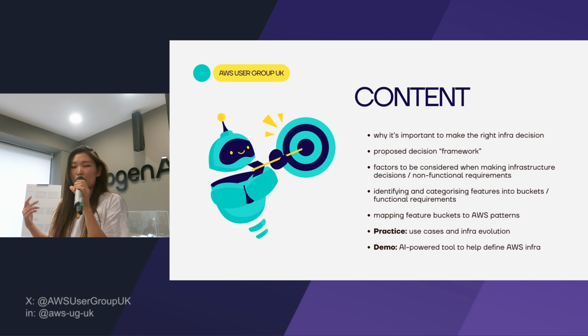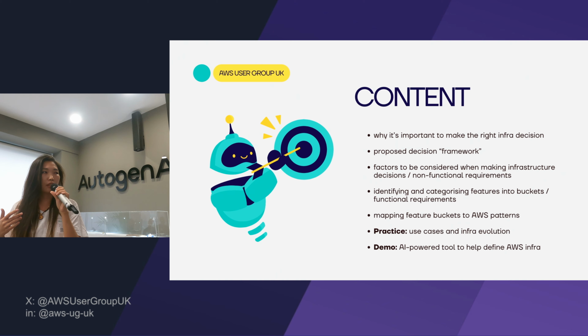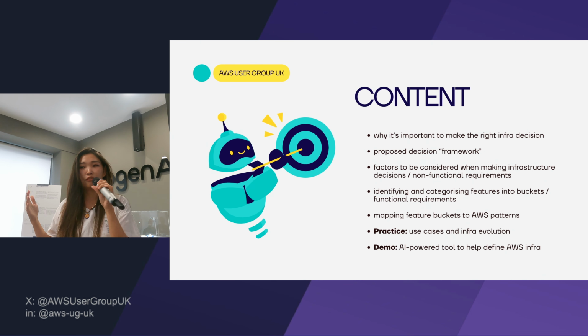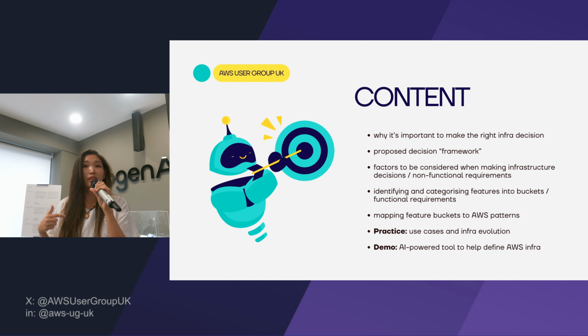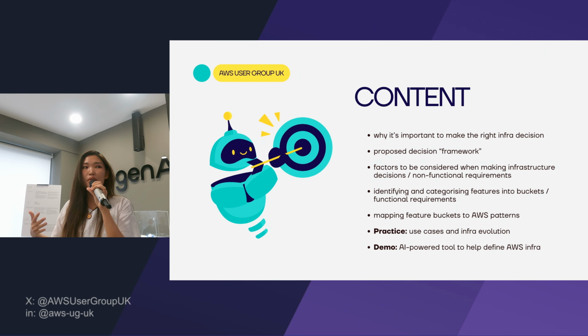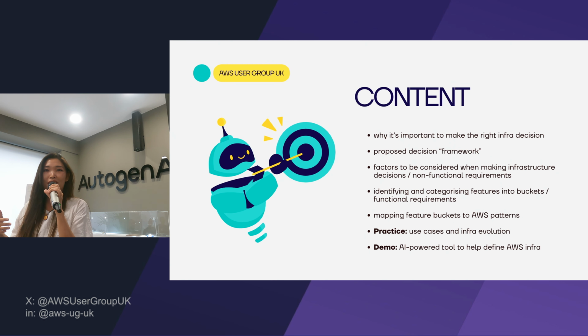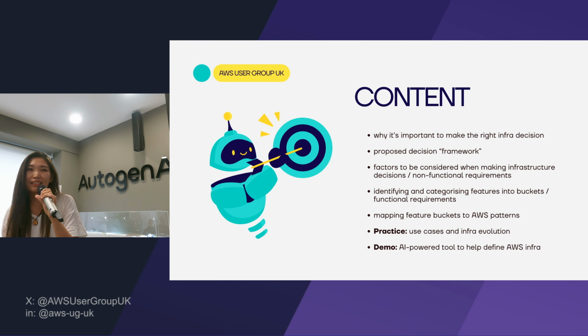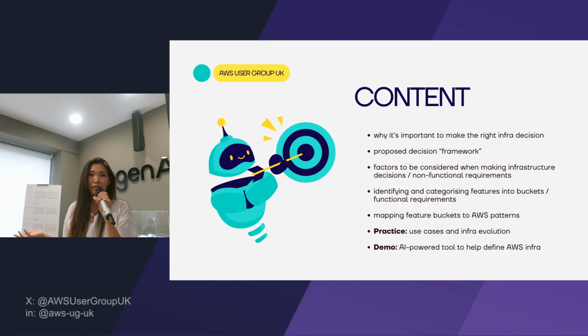Some steps of this framework, they include a couple of familiar steps like identifying non-functional requirements, then identifying functional requirements. But then what I propose to do is that once we have a list of features and functional requirements, we can bucket them into different categories that can then be more or less cleanly mapped to different AWS patterns.